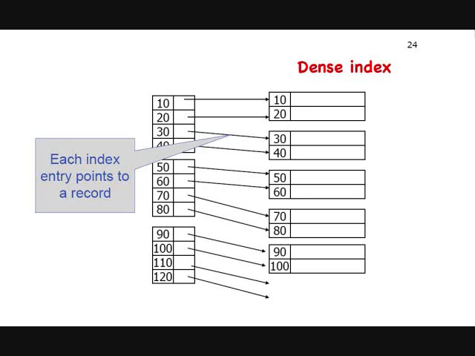That secondary index example I just gave you, we call a dense index because each index entry points to a record. One index entry, one record, one index entry, one record. There's our index keys, and there's our page addresses down there.